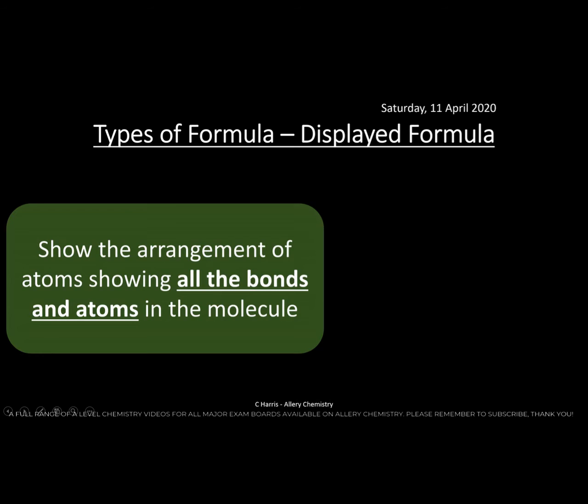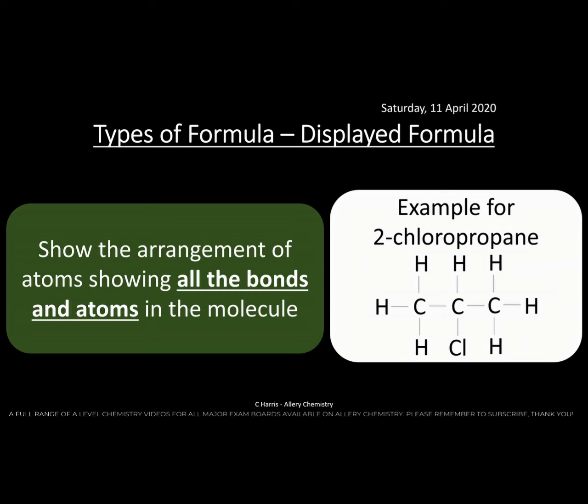Okay, so the next type of formula is a displayed formula. It shows the arrangement of atoms, showing all the bonds in the atoms and the molecules. So this is a lot more detailed and is quite useful when we're drawing mechanisms, and you'll see reaction mechanisms later on. So for example, 2-chloropropane is 3 carbons, and then you've got all your hydrogens and chlorines.